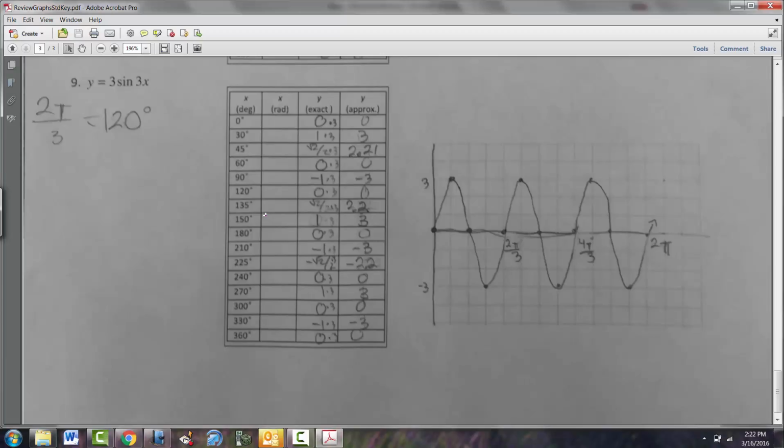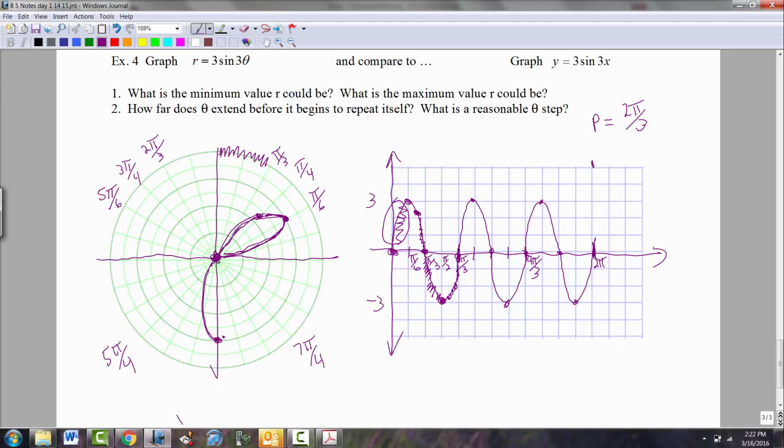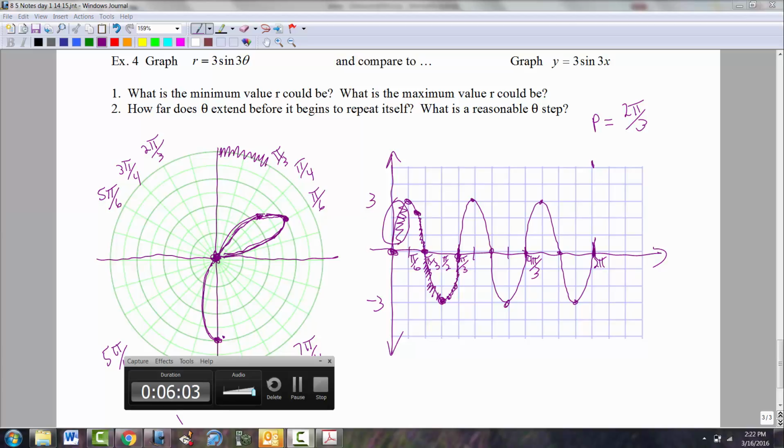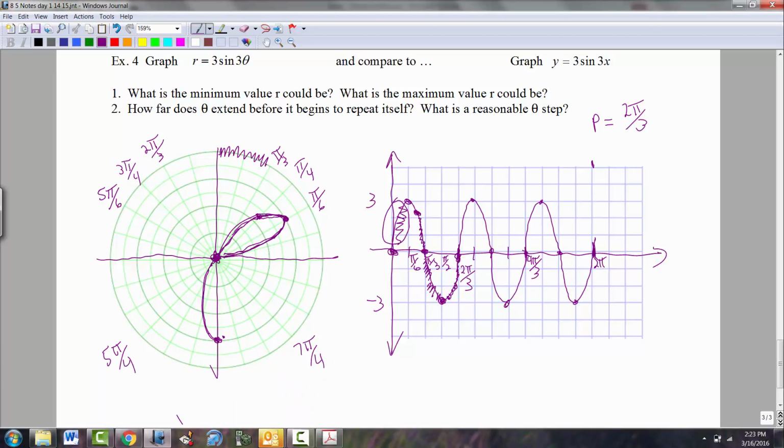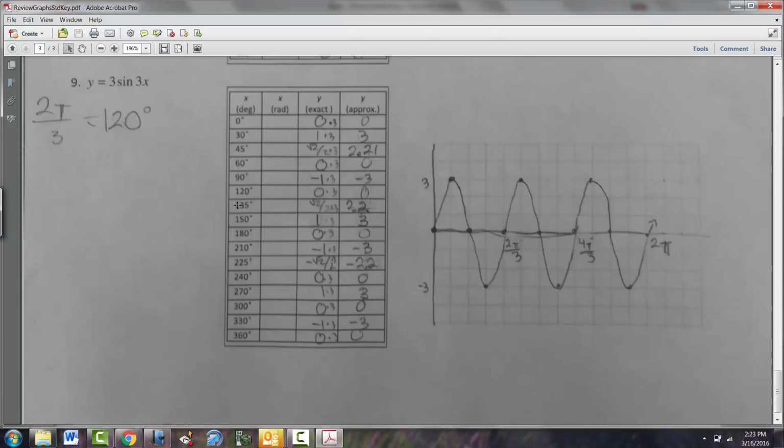Where was the next 0? 180, is that pi? I'm all messed up here. Let me pause this for a second. I've jacked up my graph. I can't even find a pause. Yeah, it was 2 pi over 3. Sorry about that, I'm just trying to get this going here. So 2 pi over 3, which is 120 degrees, is back to 0.